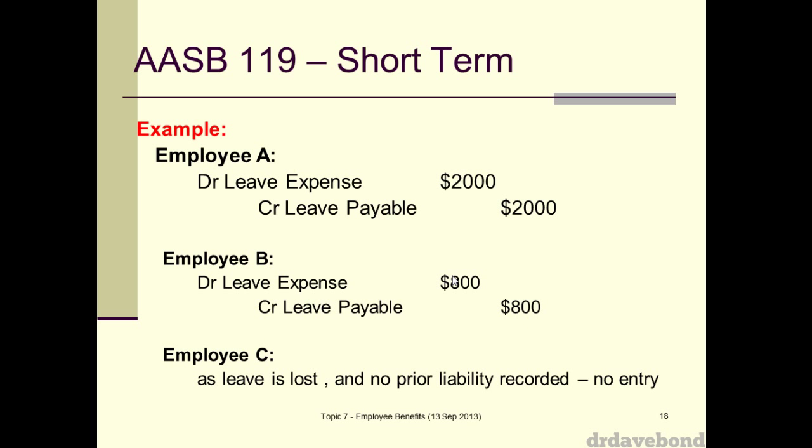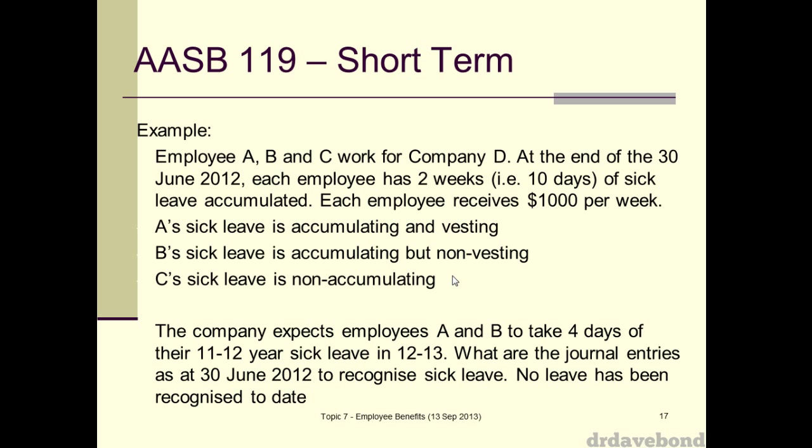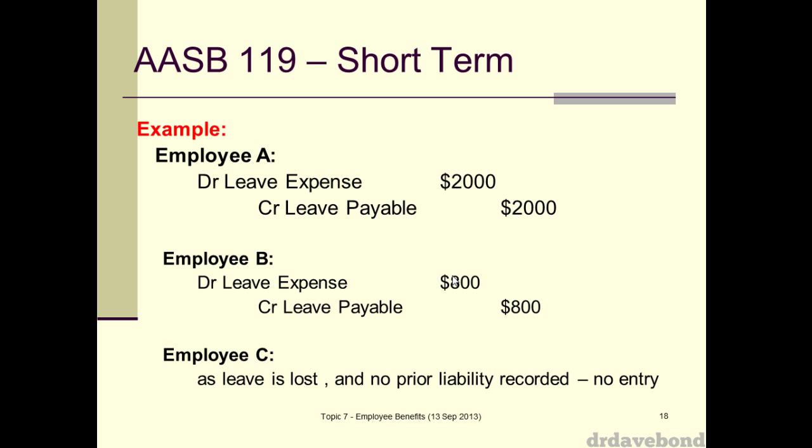So the numbers that we have to look at are, each employee receives $1,000 a week. So that's $200 a day. So employee A, their 10 days of leave, even though they're only expected to take 4 days next year, the other 6 days, even if they don't take it ever, if they leave the company, they're going to get that. So all 10 days are a liability to the organization. So they show that up as $2,000 of liability.